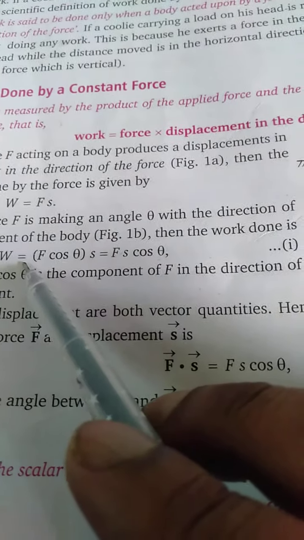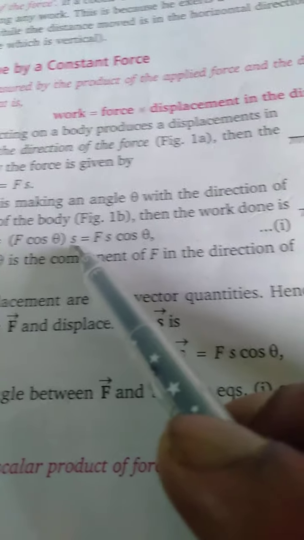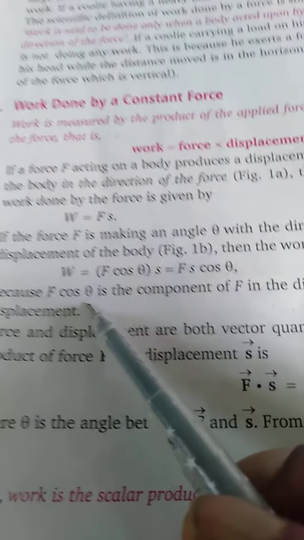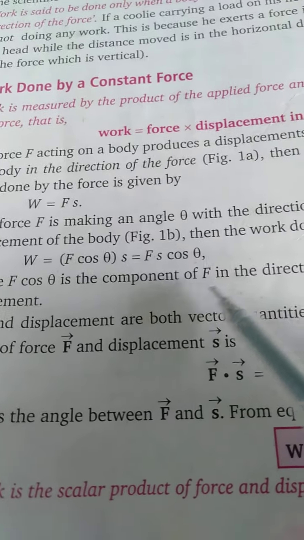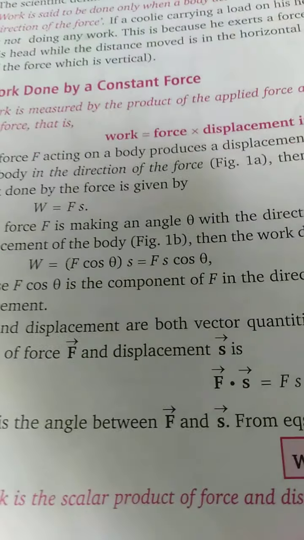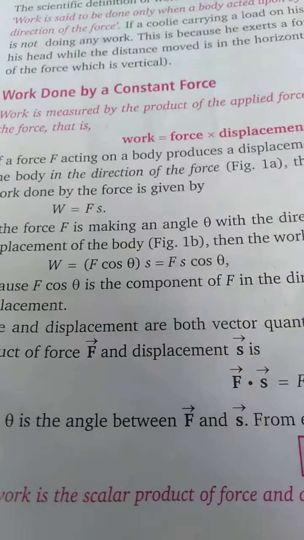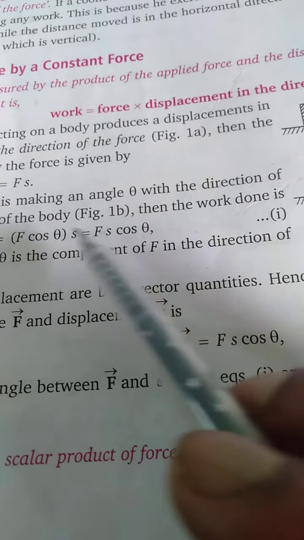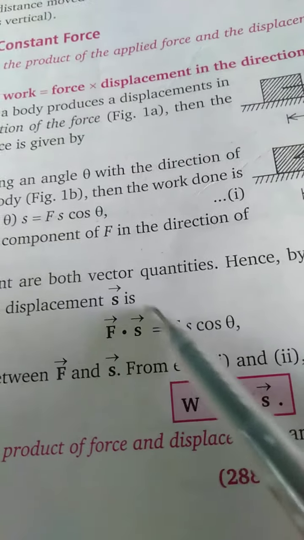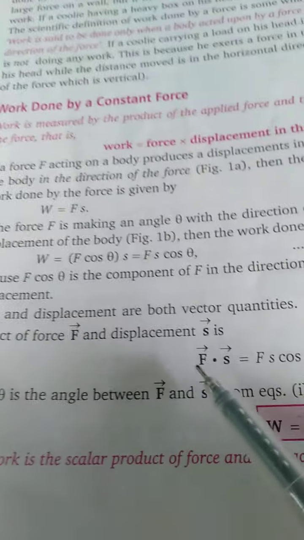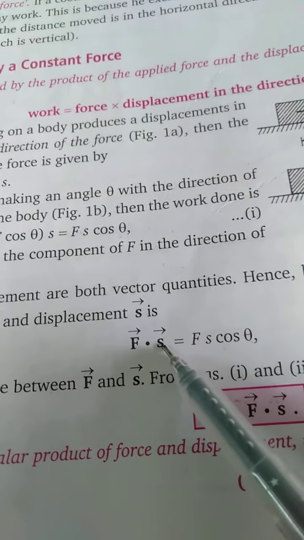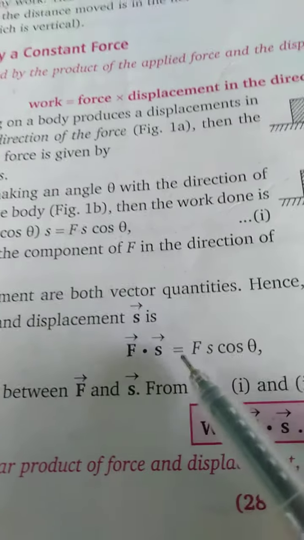So the work will be F cos theta into S, equal to F S cos theta, because F cos theta is the component of F in the direction of the displacement. That is why we have taken F cos theta into S. And you know that F S cos theta is the definition of the dot product. So we can say work is the dot product of force and displacement.